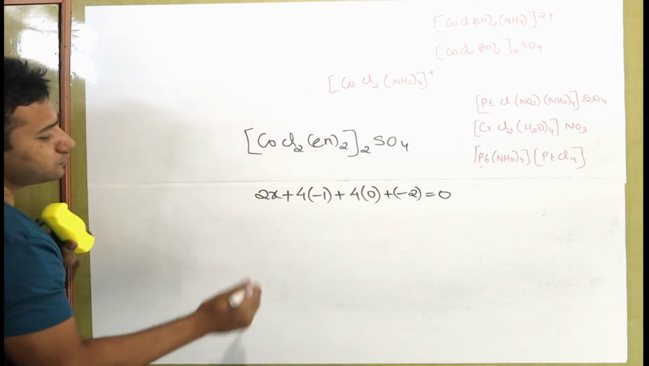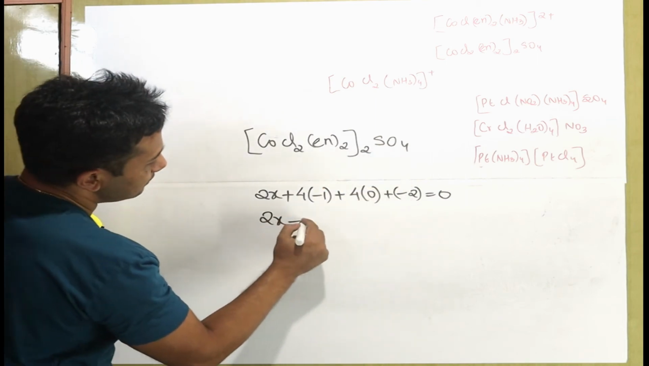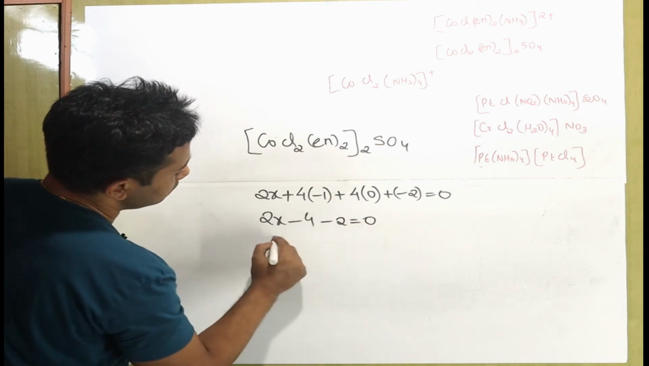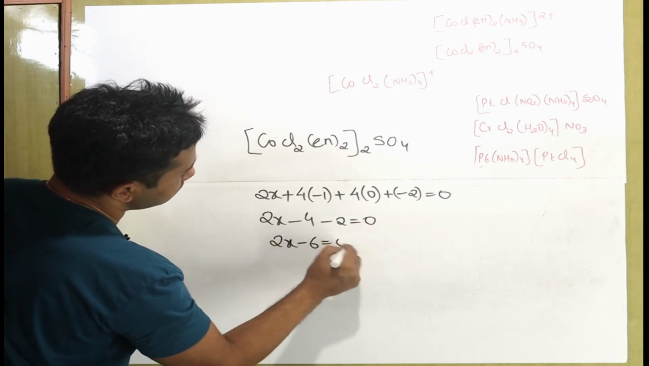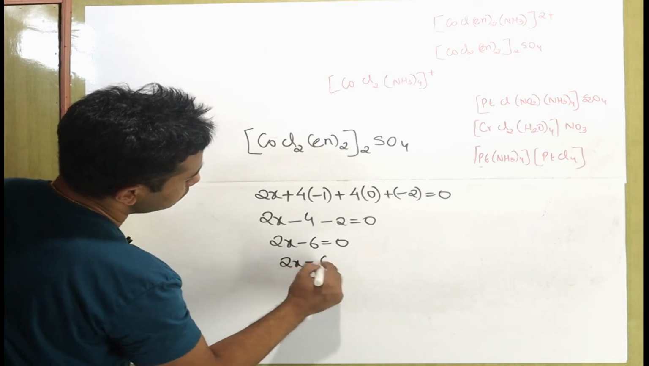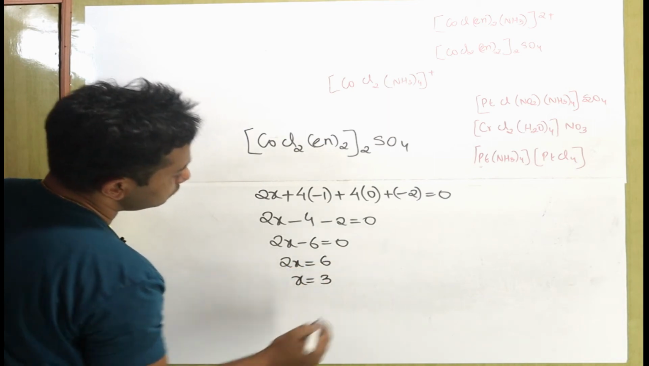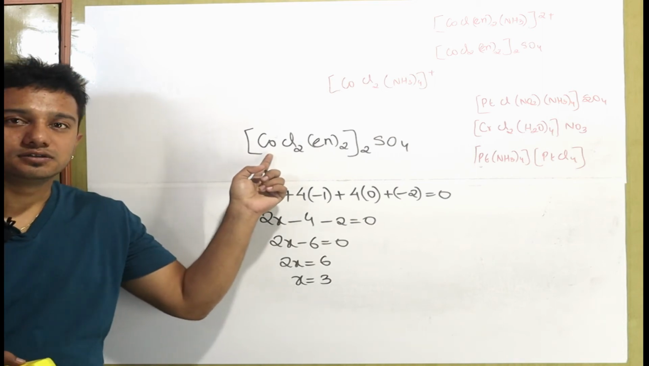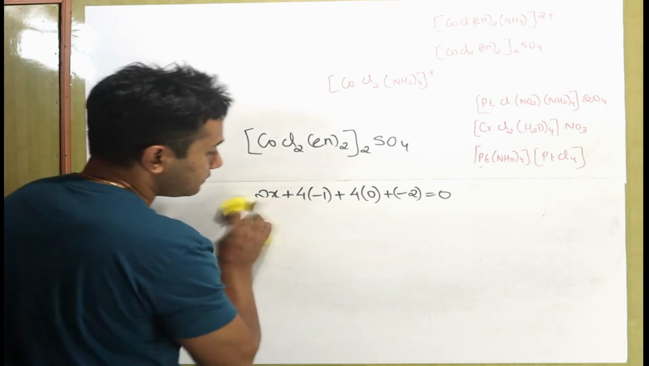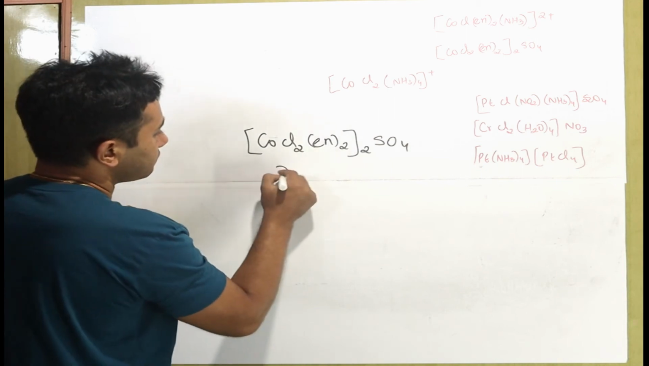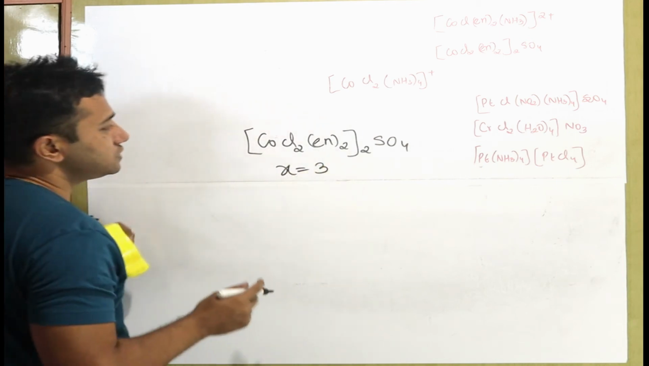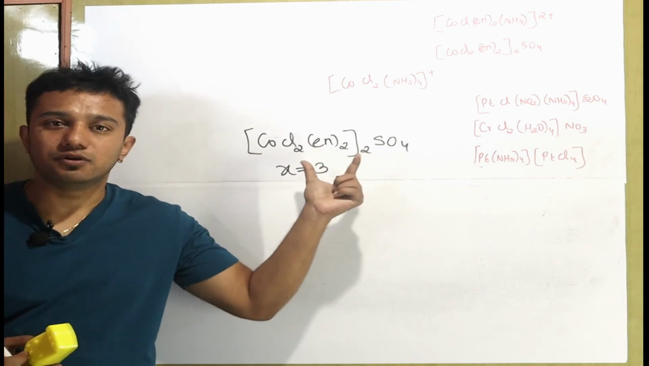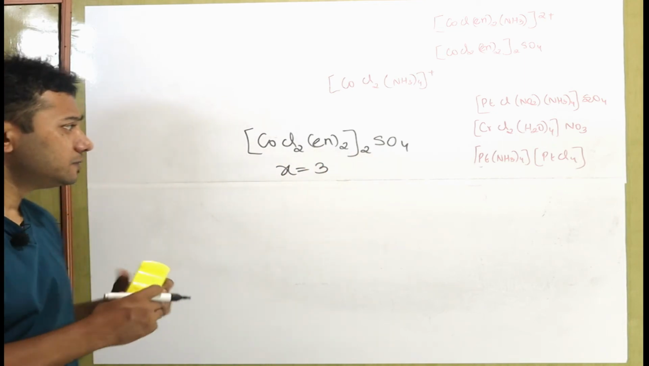SO4 is minus 2. So 2X minus 4 minus 2 equals 0. So 2X minus 6 equals 0. 2X is equal to 6. X is equal to 3. So the charge of the metal ion out here is 3. So now we shall write the name. While writing the name, we don't need to multiply the numbers anymore, just the ordinary name itself.